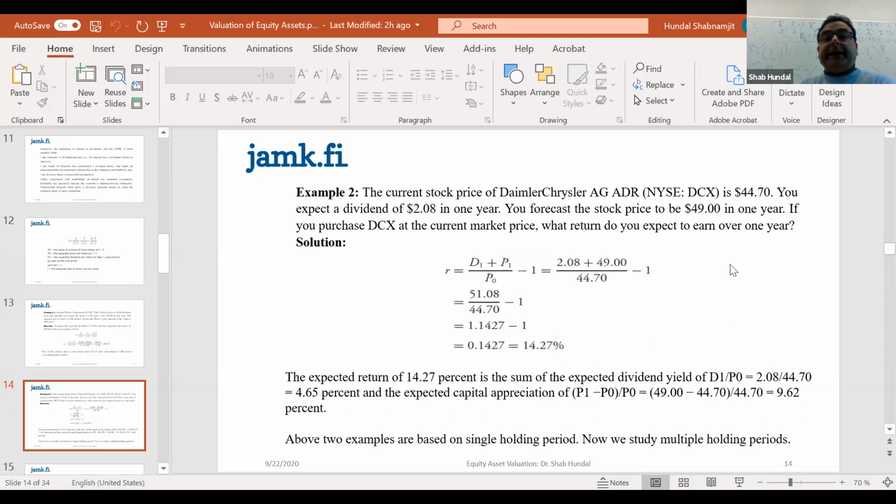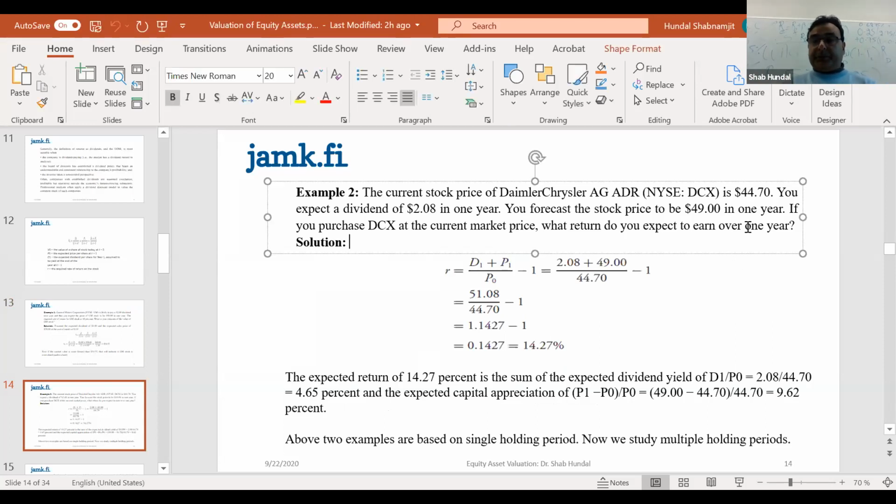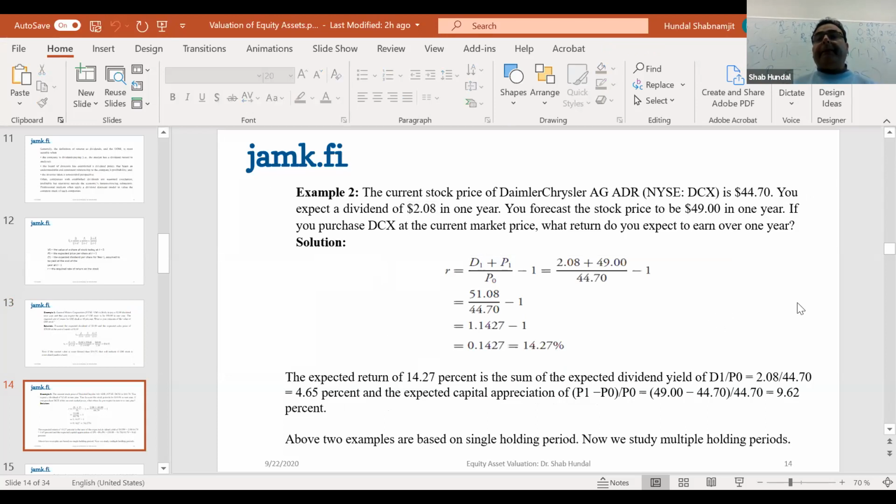You expect a dividend. So this is V0 according to the formula, and this thing is D1. And you forecast that the price next year is 49. What is the rate of discount then?